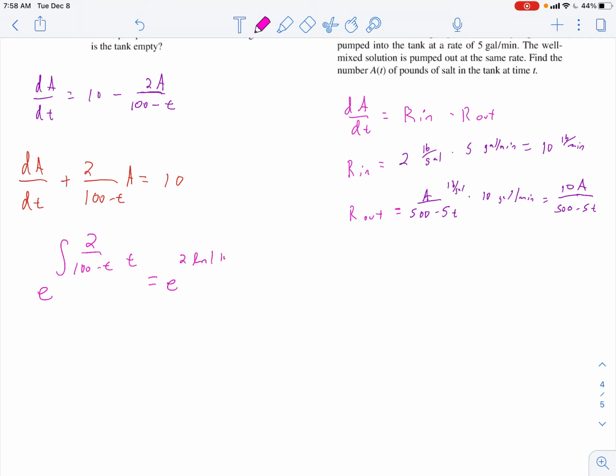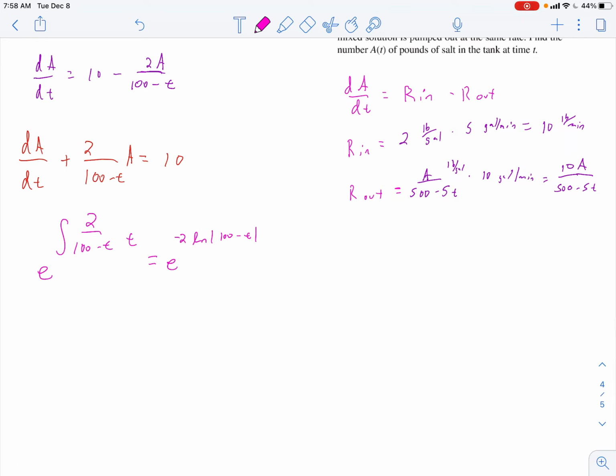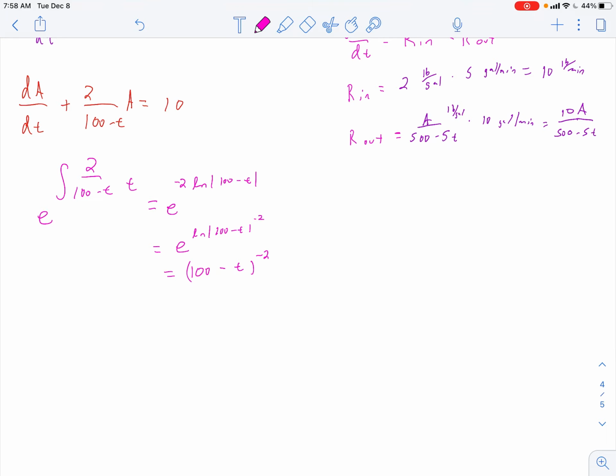So 2 natural log of 100 minus t, but the derivative of the inside is negative, so I have to put a negative on the outside. And so there's our integrating factor, but we can also change this to e to the natural log of 100 minus t to the negative 2 power. And so then we're really just looking at 100 minus t to the negative 2 power. So there's our integrating factor.